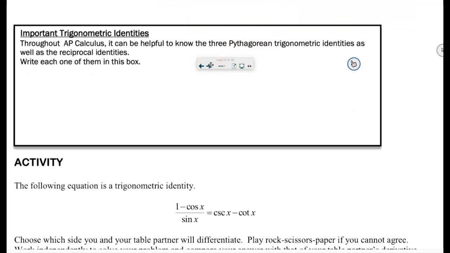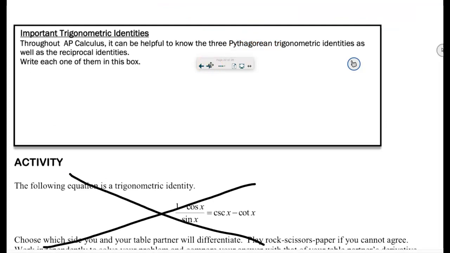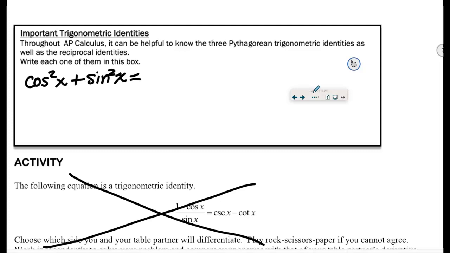I do want to talk about the top of this. This is what we're cutting out, just so that we can at least start the homework today. So it's helpful to know the three Pythagorean identities. So let's go ahead and write them down. Cosine squared plus sine squared, we all know, has to equal what all the time? One. The other two, if you forgot them, it doesn't matter, because they fall out from this naturally.